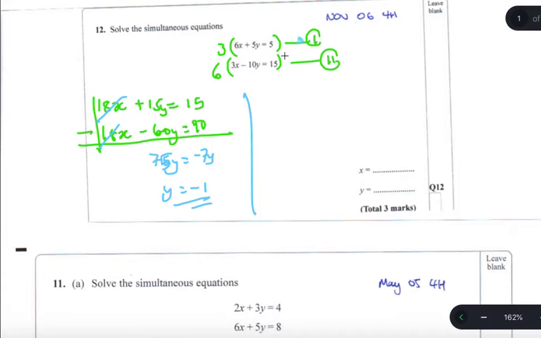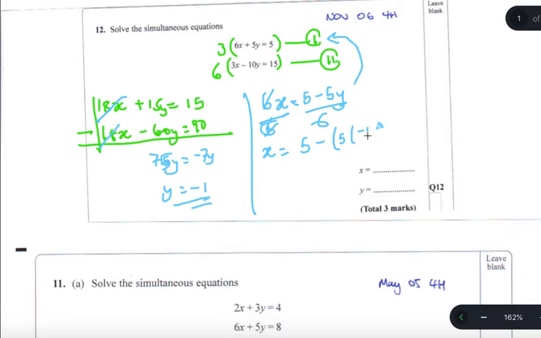Now taking the negative 1 into one of the equations, 6x equals 5 minus 5y. This is equation 1. We divide both sides by 6, so x will be 5 minus 5 into negative 1, all over 6. This is the same as 10 over 6, which will give us an approximation of 1.667 to 3 decimal places.